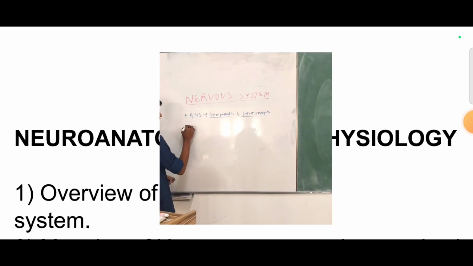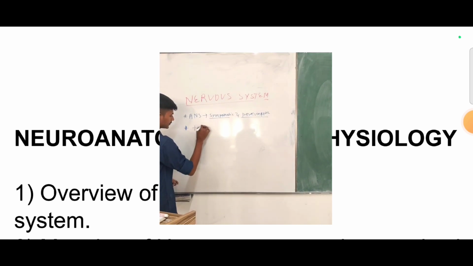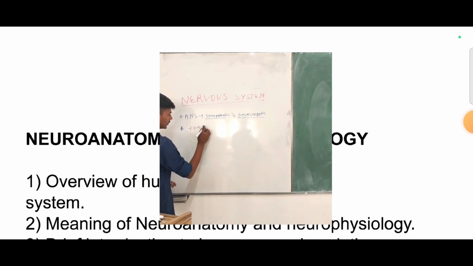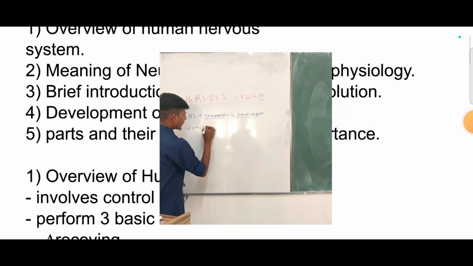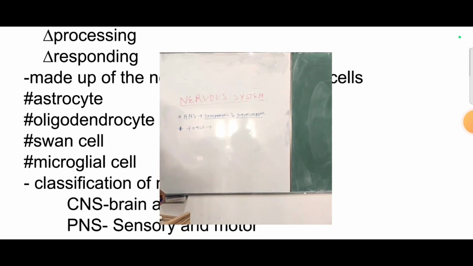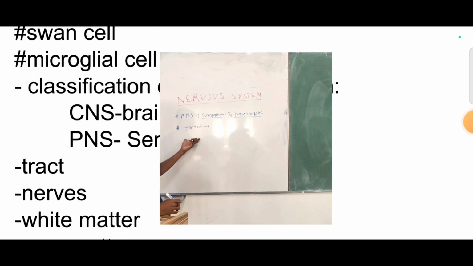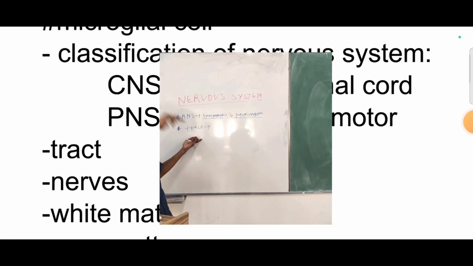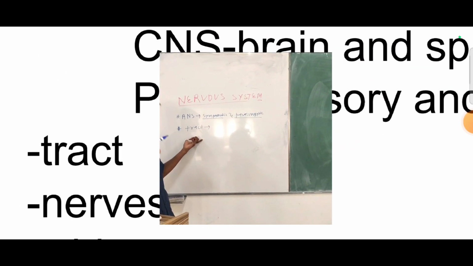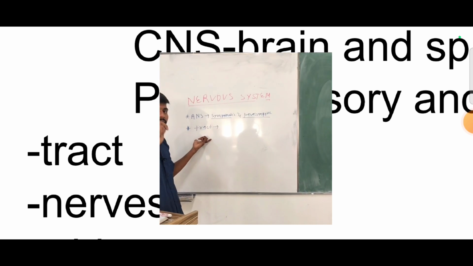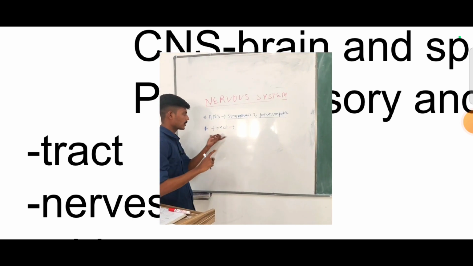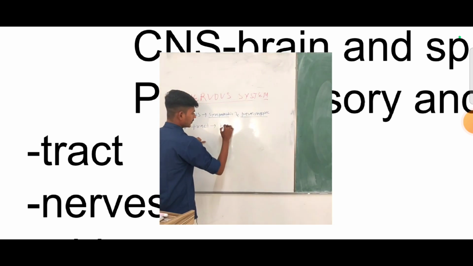Okay, now another term related with the central nervous system is the tract. See, the tract denotes the pathway. Tracts are the pathways present in the central nervous system. Tract is the pathway which is present in the central nervous system. Basically, it is a pathway.